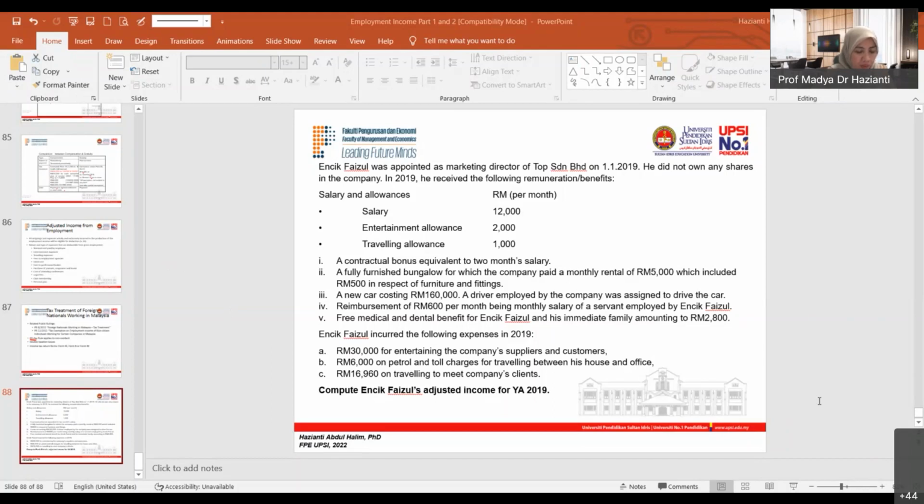Entertainment allowance 2,000 times 12 and also travelling allowance 1,000 times 12 months. So you just total them all up, but in this case, if you look at the question, there is a reimbursement of 600 per month being the monthly salary of a servant employed by Encik Faizul. Right, remember he has a servant. If the employer pays the servant's salary, the servant falls under section 13(1)(b).